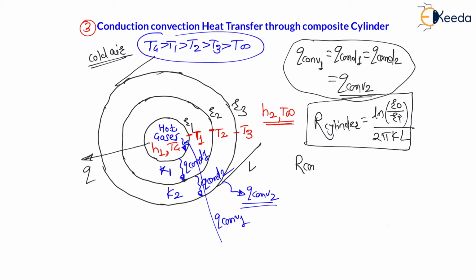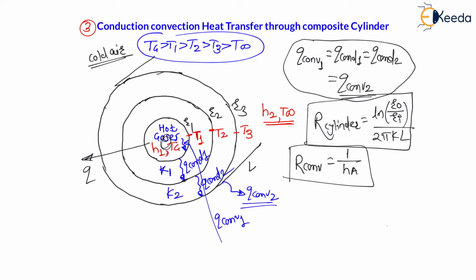Now, what is the convection resistance? My dear students, the convection resistance is nothing but 1 upon HA, which we have already seen. And again here, for a cylinder, as location is changing, area is also changing. Therefore, for the inside surface, the convection resistance will be R1. Then for the first cylinder, the conduction resistance will be R2.